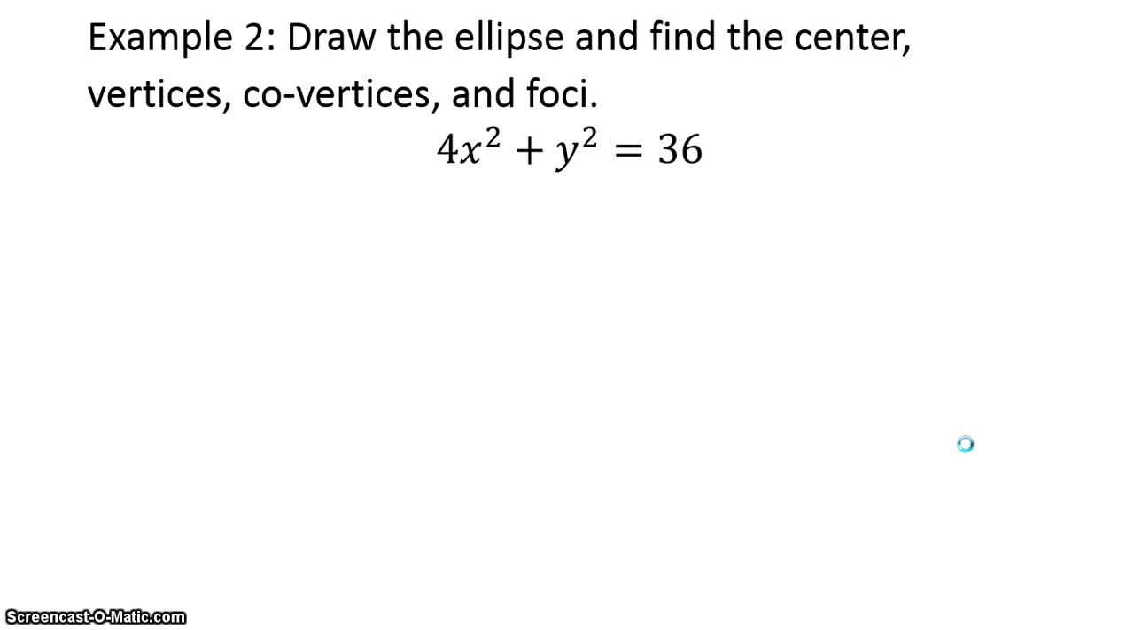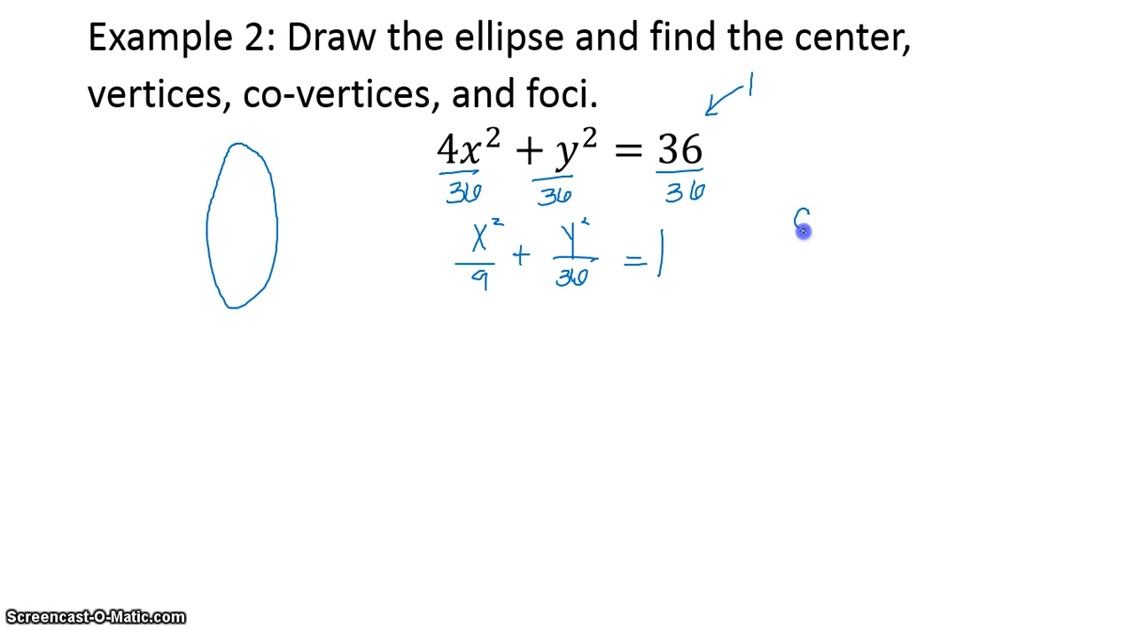Draw the ellipse and find the center, vertices, co-vertices, and foci. So first off, I need for this to be equal to 1. That is crucial in order for it to be an ellipse. It already has your plus here, so that's good. So I'm going to divide everything by 36. Okay, so I do get equals 1 here. This is just going to be y squared over 36. This is going to be x squared over 9. So looking at these, the 36 is bigger, so my y is bigger, so it should be going vertically.